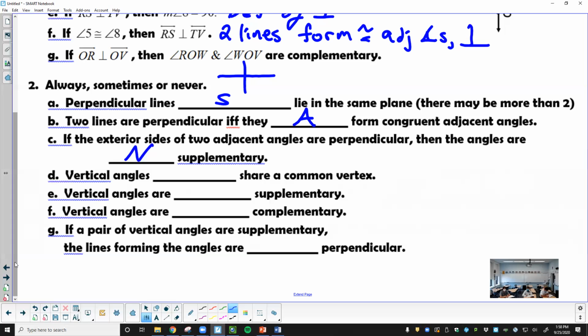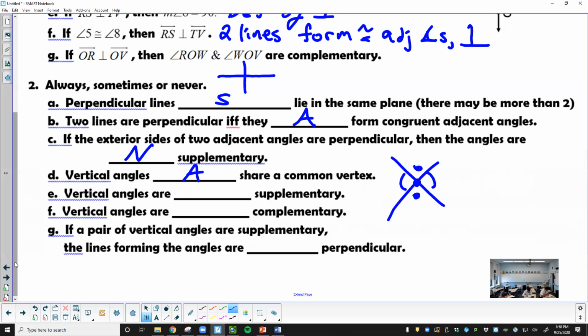Yeah. Vertical angles share a vertex. What do we think? That should be bingo. Quick. Always. Always, right? Just think of two intersecting lines, right? And so that's a vertical angle, that's a vertical angle. They have the same vertex. That's a vertical angle, that's a vertical angle. They also have a common vertex.